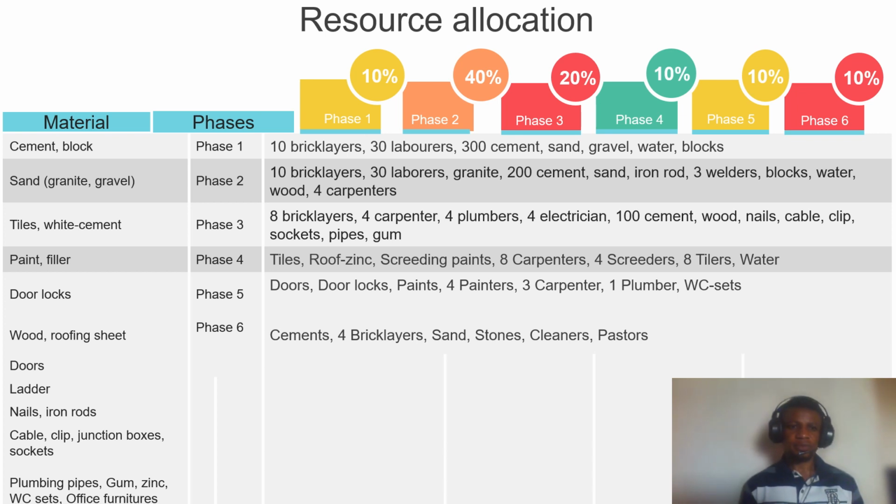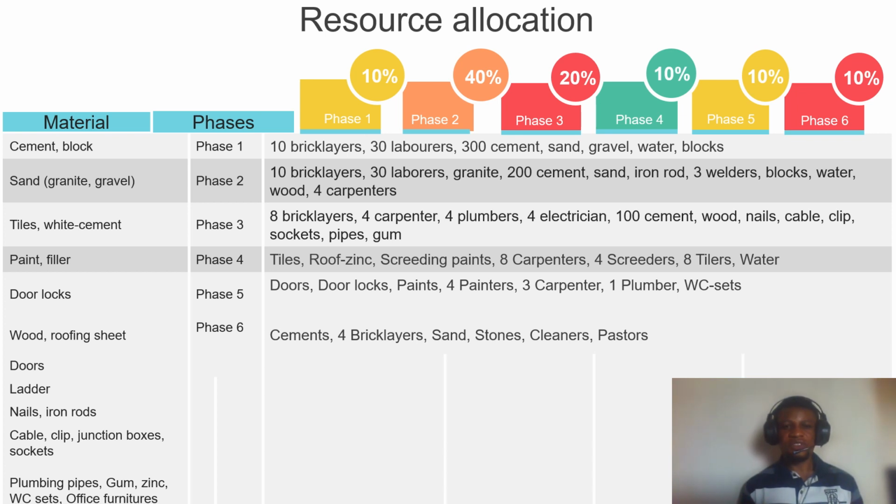The blocks would be used on the fence. Moving to phase 2 will also require 10 bricklayers, 30 laborers, granite, 200 bags of cement, sand, and iron rod, which will be used to strengthen the pillars and the decking. And of course, where we would be joining the irons together, blocks will be required, water, and wood to construct the frame that the decking will be sitting upon, and 4 carpenters will be needed at that phase.